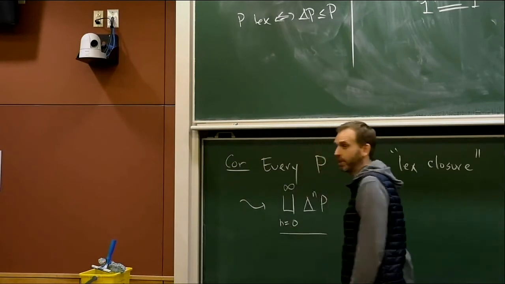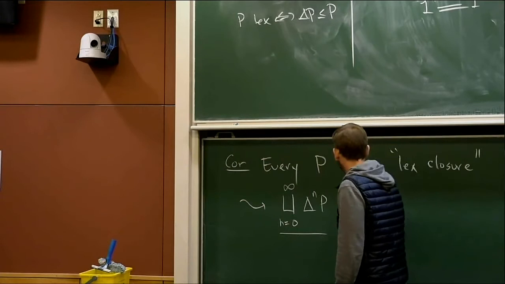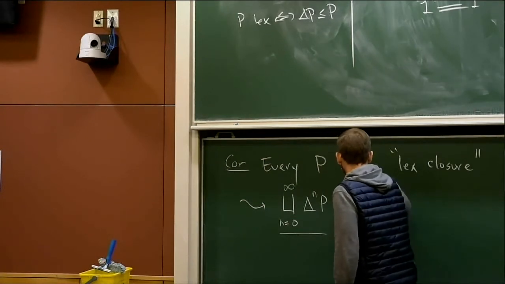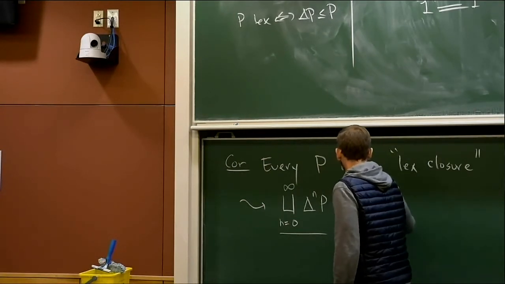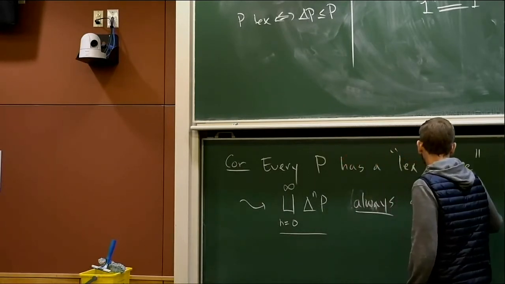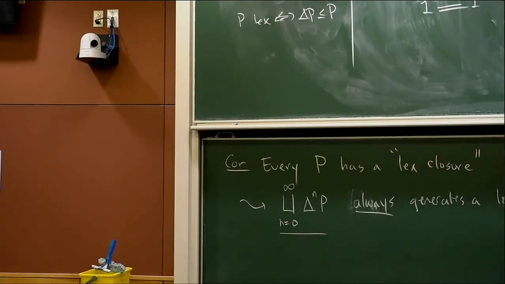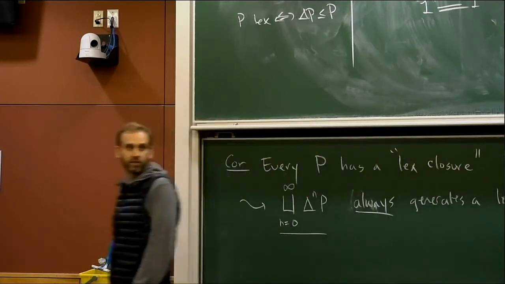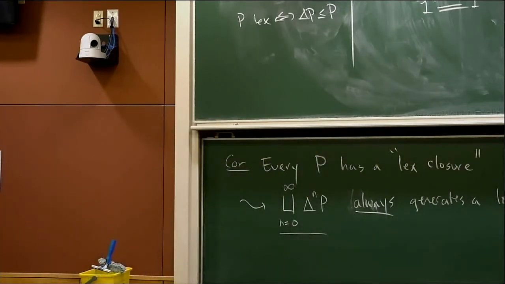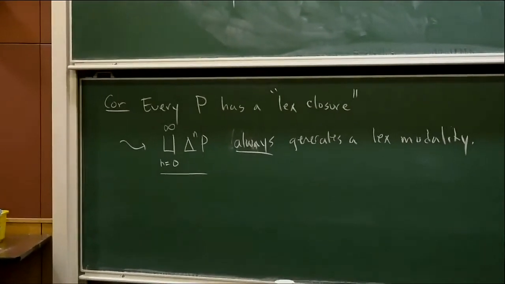this is a new family. It's indexed over something slightly more complicated, but it's some new family. But this always generates a Lex modality. And that's nice, because that means that we can now produce Lex modalities from nowhere, from anything.